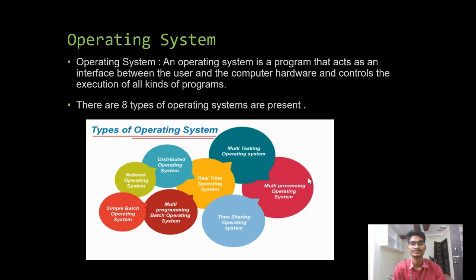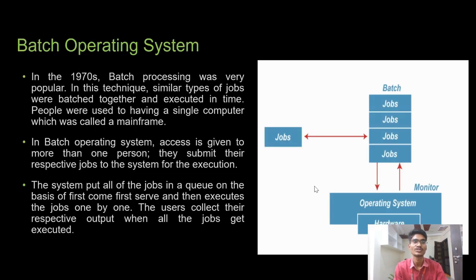There are majorly four types of operating systems. They are multitasking operating system, multiprocessing operating system, time-sharing operating system, real-time operating system, multi-programming and batch operating system, simple batch operating system, network operating system, and distributed operating system. In this session, we are going to learn about batch operating system and multi-programming operating system. Let's see what is batch operating system.